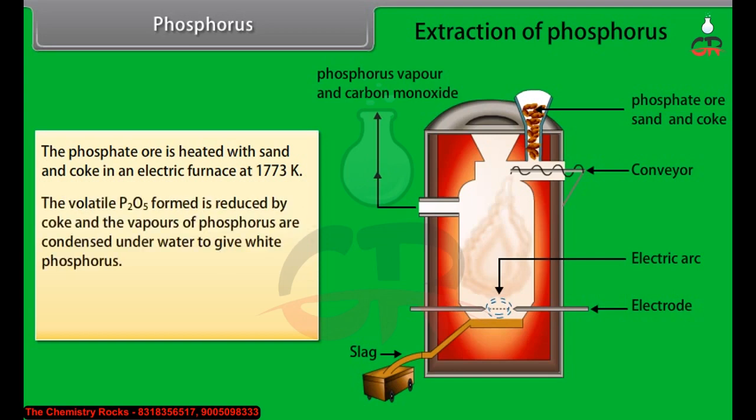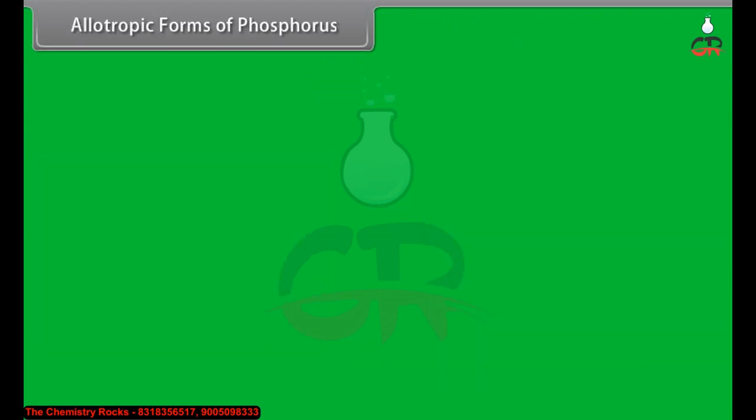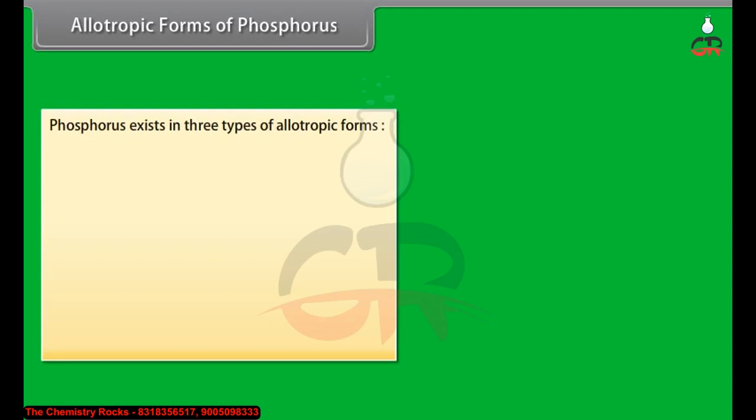The volatile P2O5 formed is reduced by coke, and the vapors of phosphorus are condensed under water to give white phosphorus. Allotropic forms of phosphorus. Phosphorus exists in three types of allotropic forms: white phosphorus, red phosphorus, and black phosphorus.